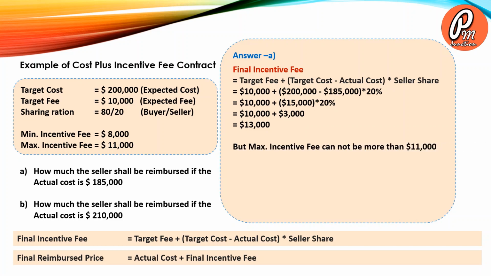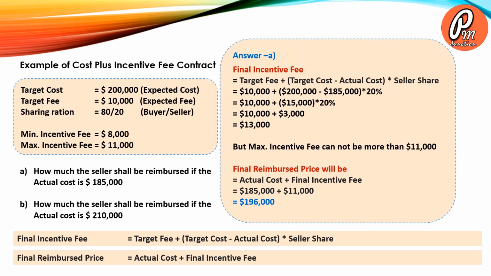But the maximum incentive fee cannot be more than $11,000. So the final reimbursed price will be actual cost plus final incentive fee. So the actual cost is $185,000 plus the final incentive fee is $11,000. So the final reimbursed price will be $196,000.